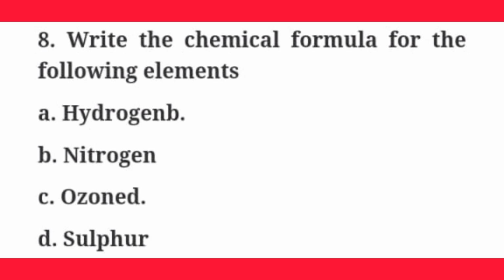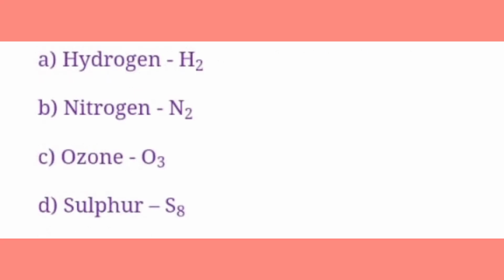8th question, write the chemical formula for the following elements. Option A, hydrogen, B, nitrogen, C, ozone, D, sulfur. Option A, hydrogen H2, B, nitrogen N2, C, ozone O3, D, sulfur S8.